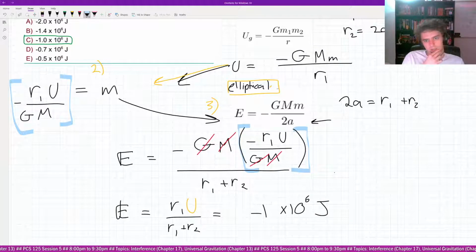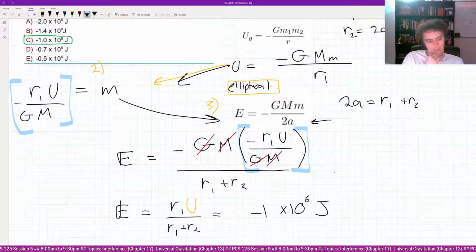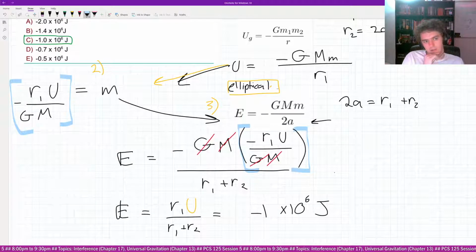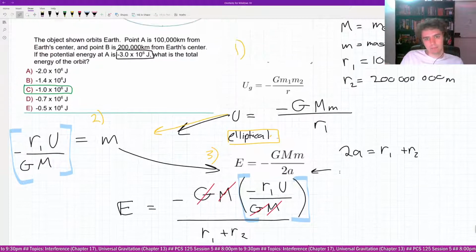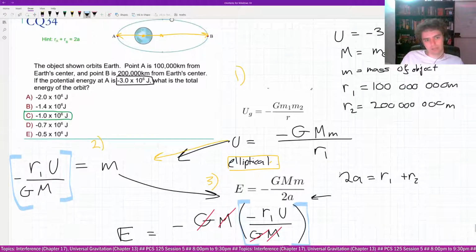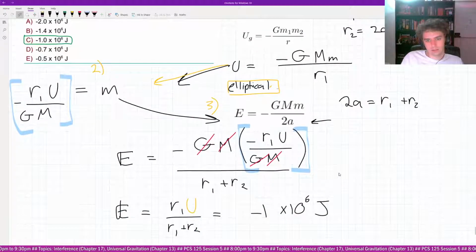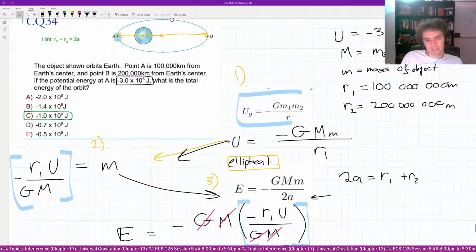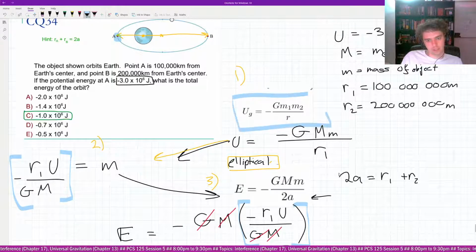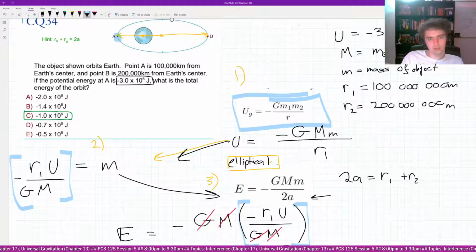I see. Wait, so the energy that they gave us is the elliptical energy, right? It's the potential energy at one single point. At this one point right here. It's the potential energy right there. We're looking for the elliptical energy, like the energy of the whole elliptical orbit. Oh, so it's the original equation that we have to use, right? It's the normal UG that they gave us. They gave us the information for this equation. Alright, thank you. No problem.